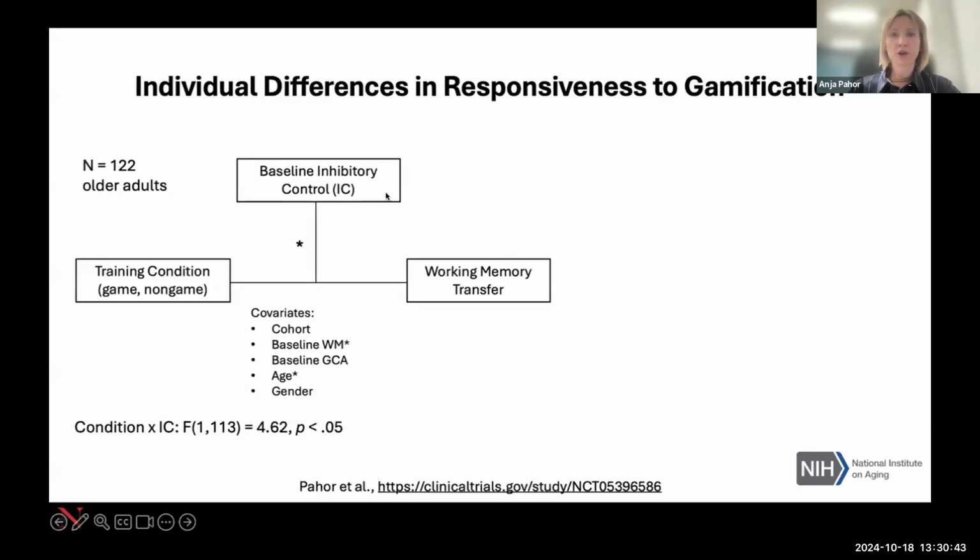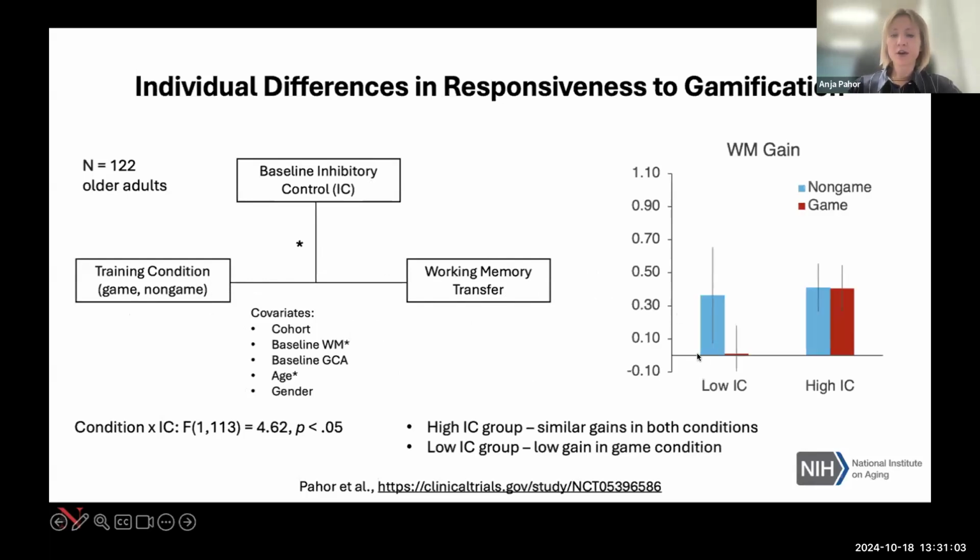So it appears that baseline inhibitory control moderates the relationship between training condition, which is either random assignment to game or non-game conditions, and transfer to a working memory task after controlling for age, gender, and baseline abilities. And as you can see here, when split into two groups, the high IC group performs similarly, whereas individuals with low baseline inhibitory control assigned to the game condition show little to no transfer on this working memory task. And these findings suggest that it's important to consider the interplay between intervention-specific moderators and between-person moderators, such as baseline cognitive skills.